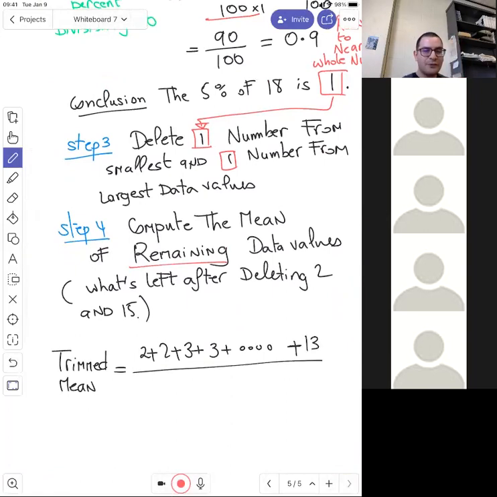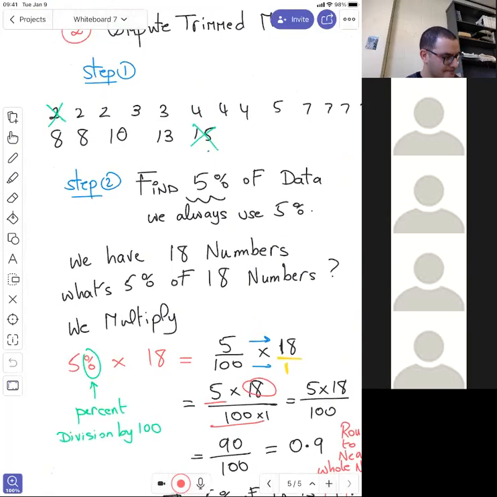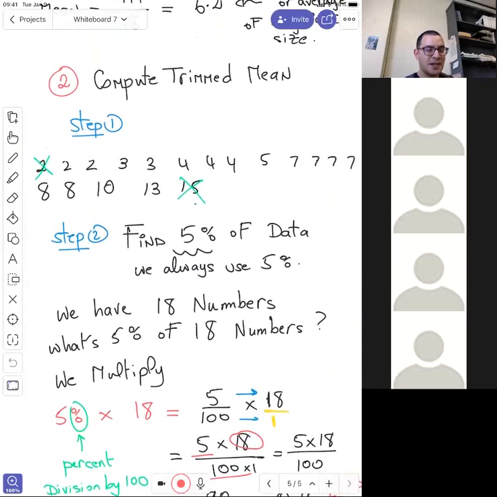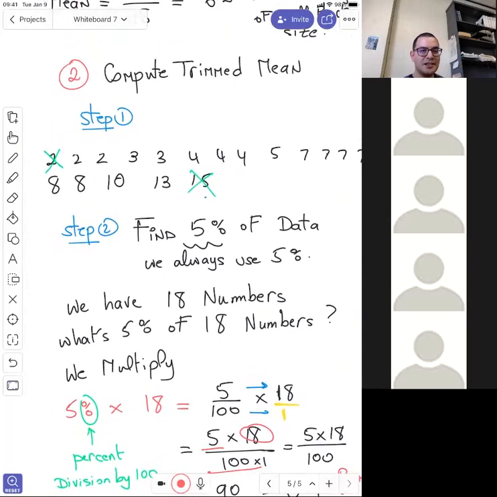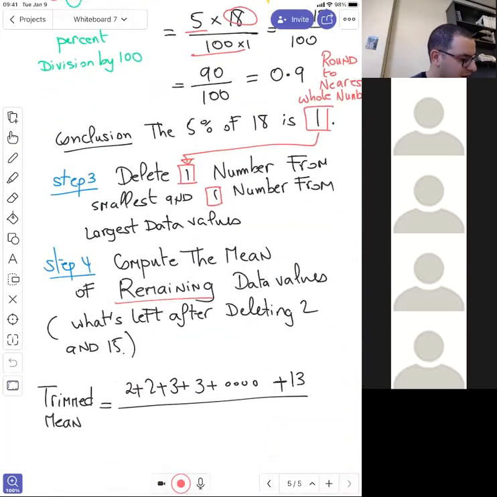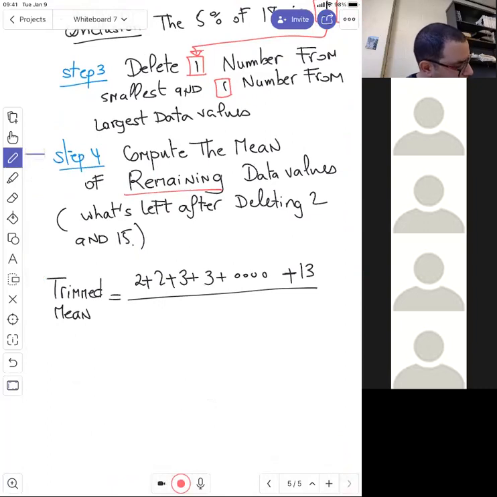Here's a question for you guys. Now we need to divide by what? Do we divide again by 18? By the size of the sample, 16, yes. We deleted 2 numbers, the 2 and the 15, so we are left with 16 numbers. So we need to divide by 16 now.